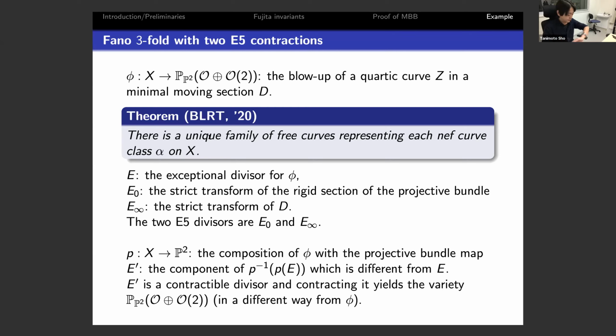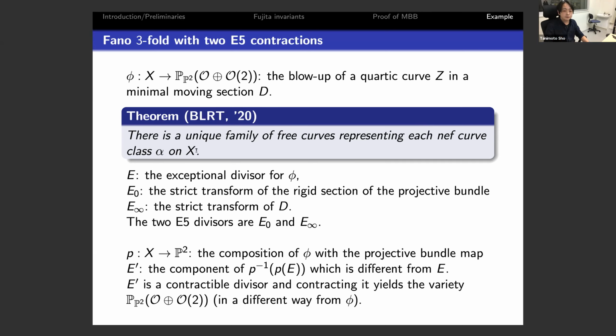So let me prove this theorem. Now E is the exceptional divisor for phi, and E0 is the strict transform of the rigid section of this projective bundle, and E infinity is the strict transform of D. Then E0 and E infinity are the two E5 divisors. Now we have a projection to P2, the composition of phi with the projective bundle.